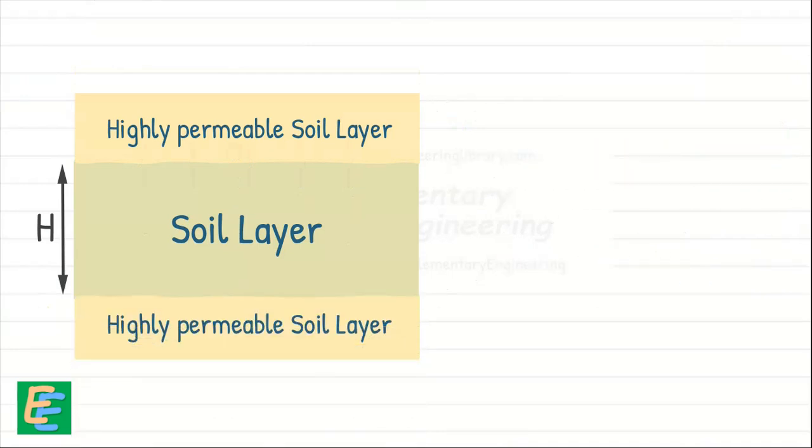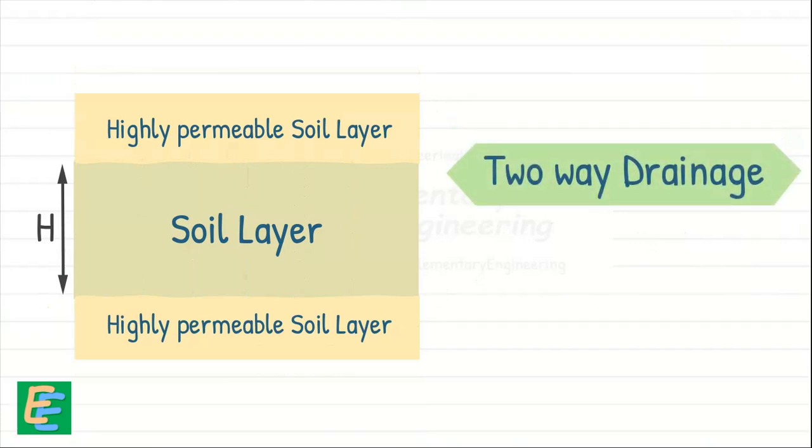In our system, however, water can escape either from the top or bottom surface, making it a two-way drainage system. The most distant water molecule, located in the middle of the clay layer, only needs to travel half the thickness of the layer to reach either permeable boundary. Therefore, the drainage path of water becomes half the thickness of the soil layer, H by 2.